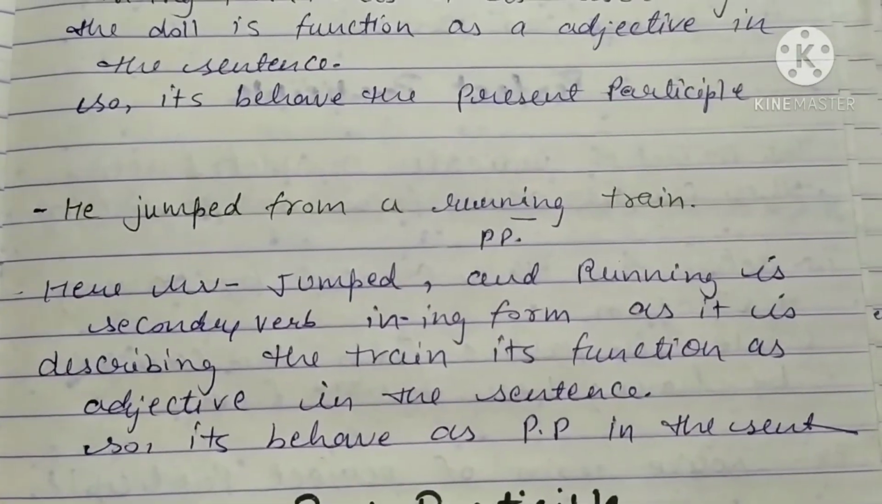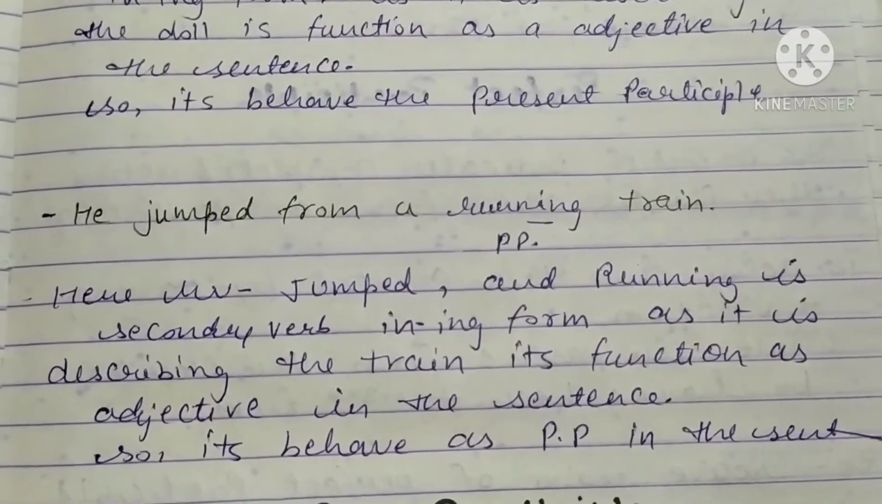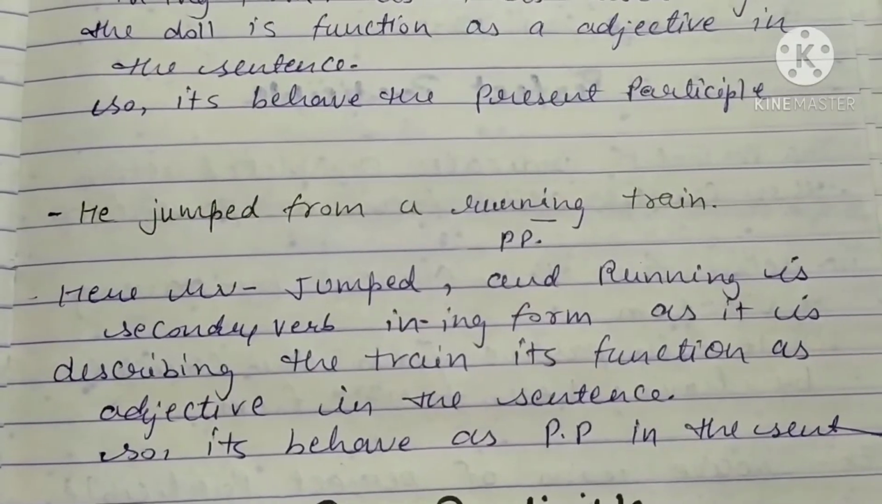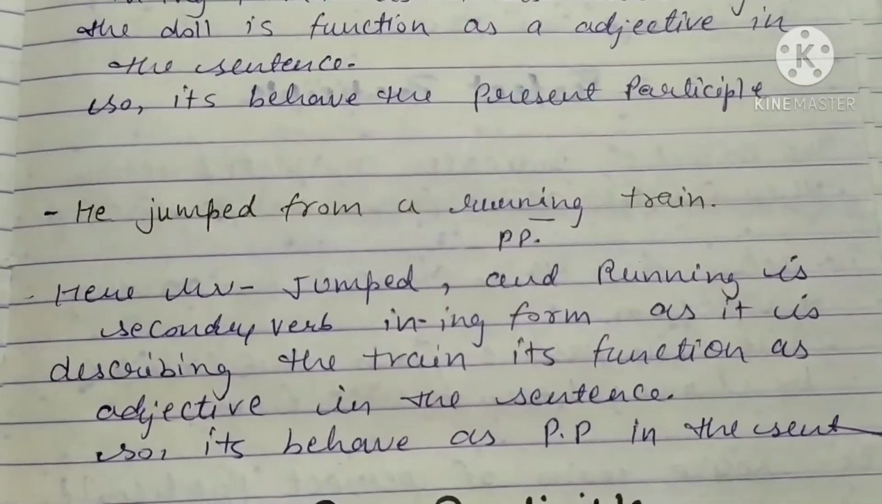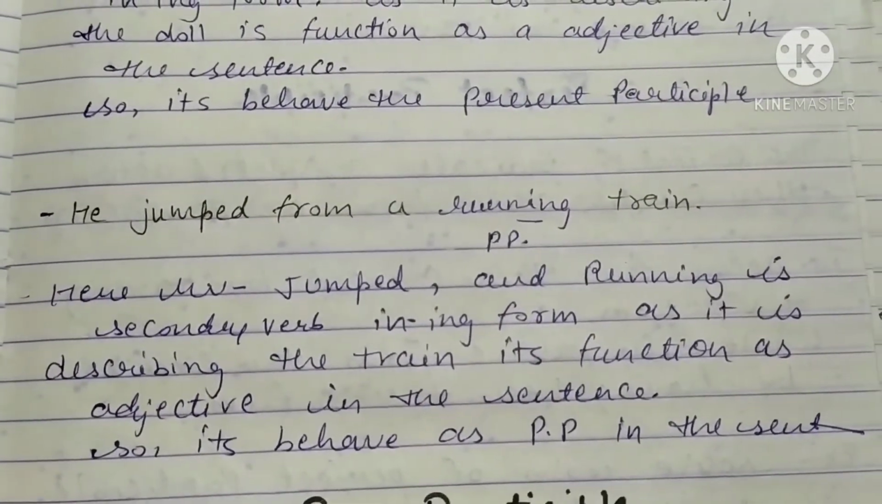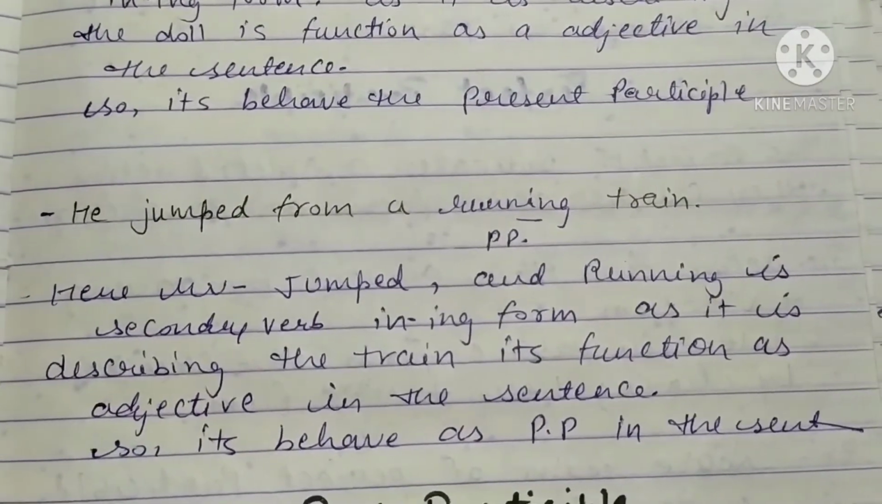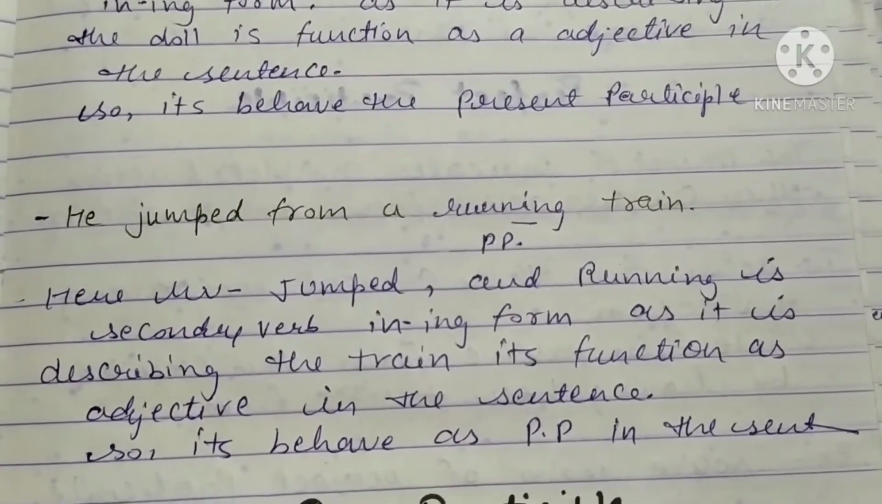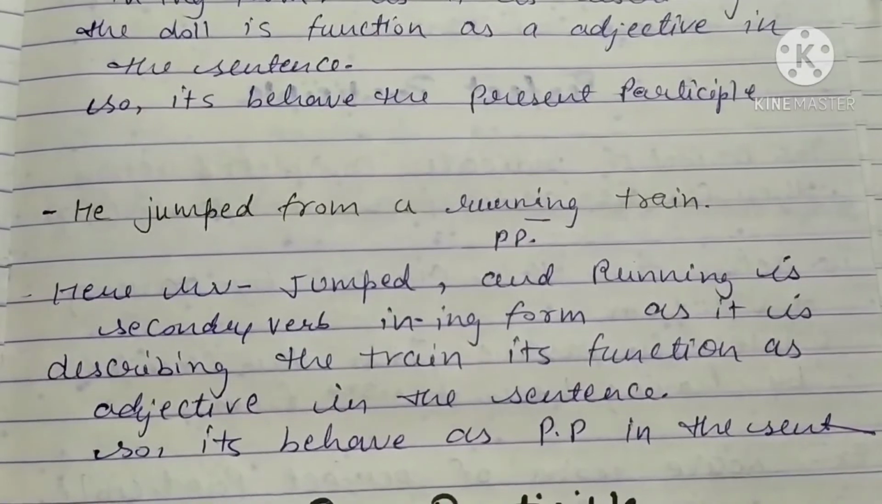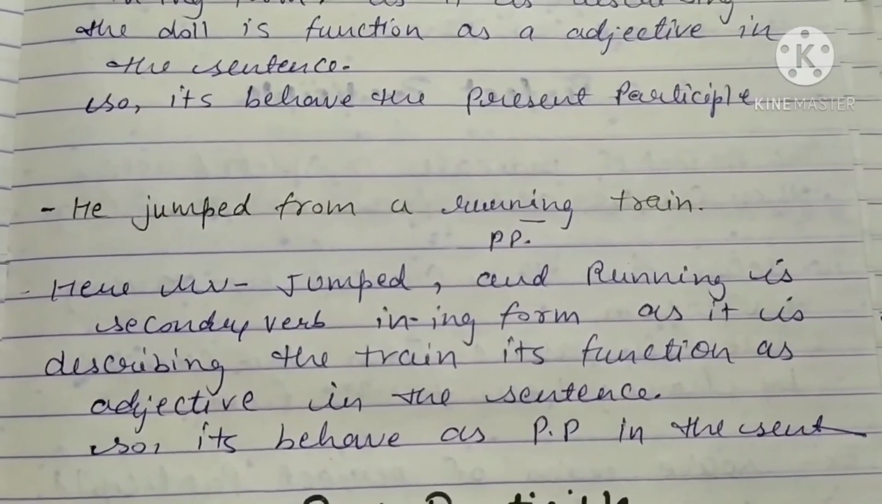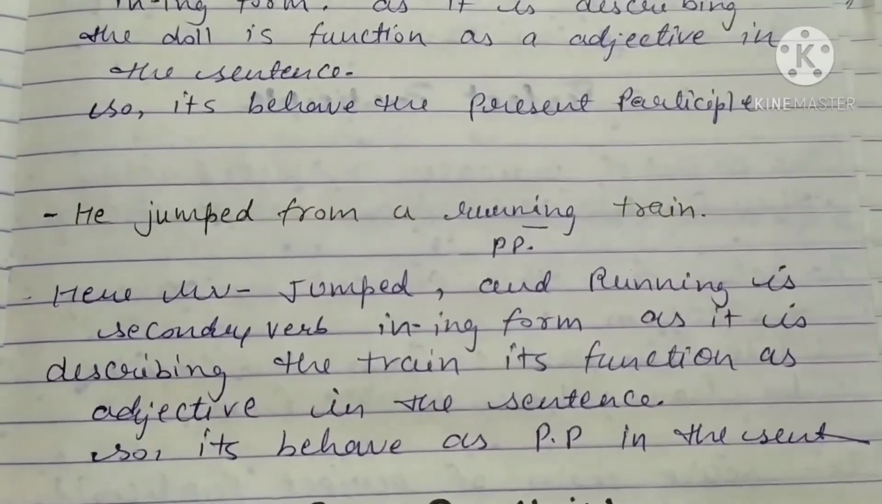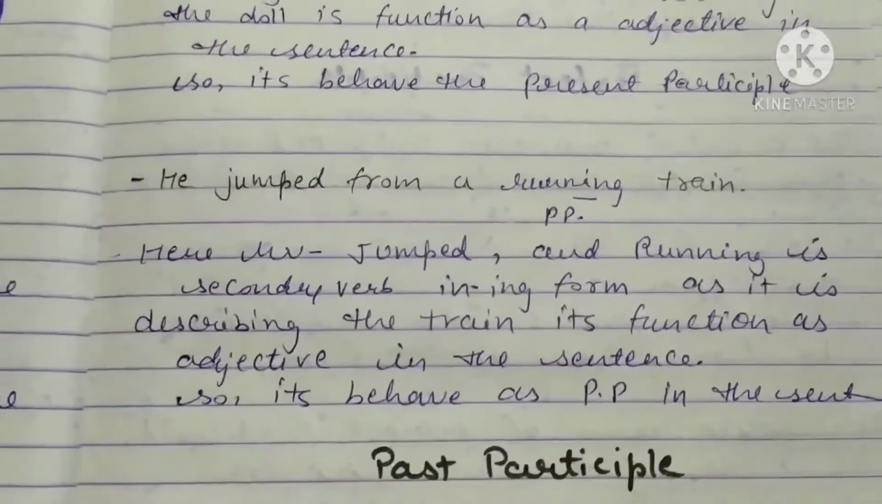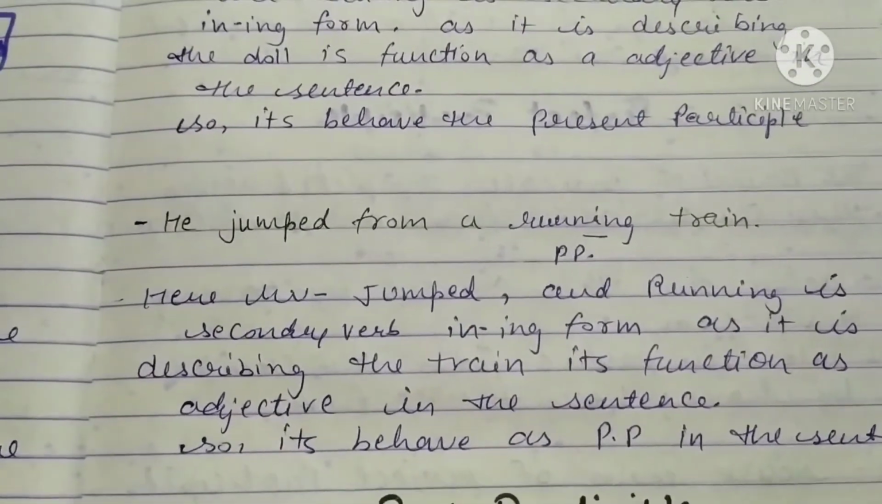Second example also we will see here: He jumped from a running train. Here the main verb is jumped, and running is a secondary verb in ing form. As it is describing the train, it functions as an adjective in the sentence, so it behaves as a present participle in the sentence. I hope you are clear on this present participle.